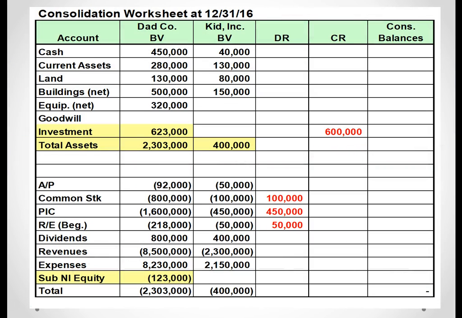All right, so this is what the first entry would look like on the working paper. If you notice, the credit is going to be in the investment account, and now we have a balance of $623. And if we go across, the only thing we have for common stock, paid in capital, and retained earnings are the parent's.